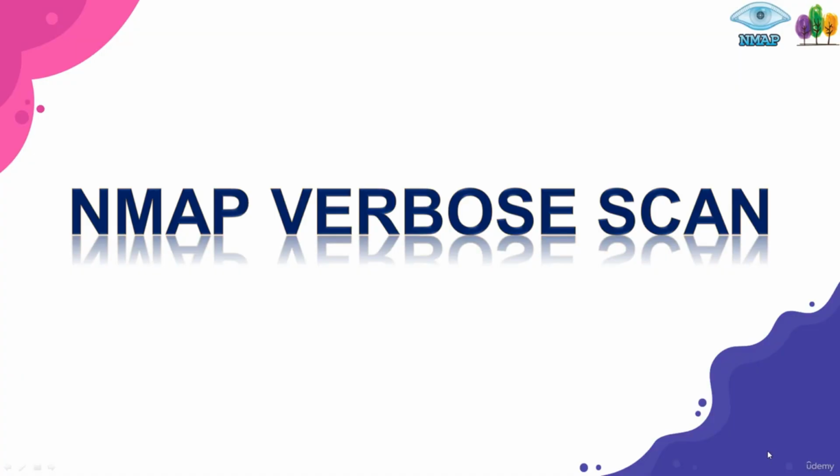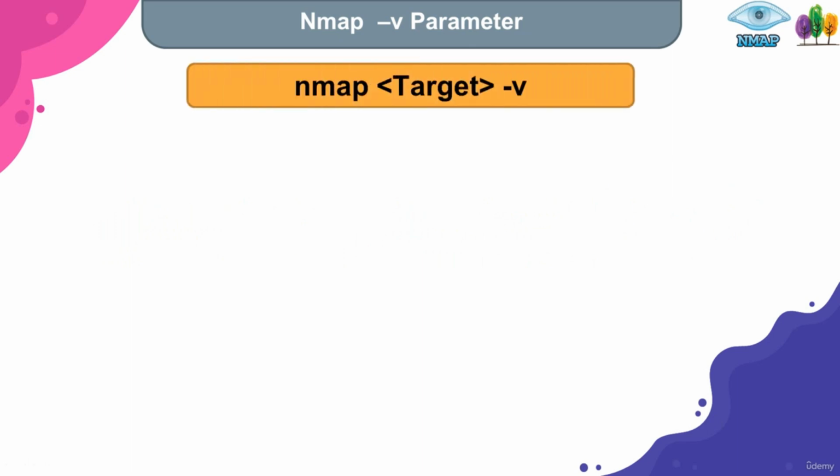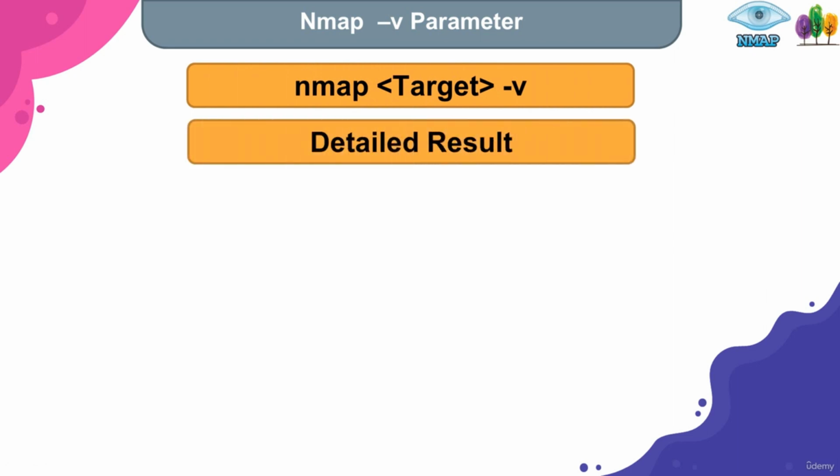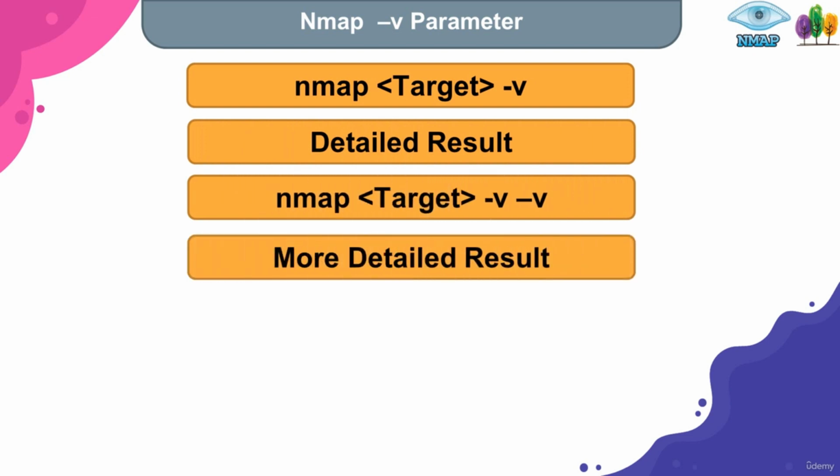Nmap -v command. If the -v parameter is used for Nmap scanning, detailed results are listed. And if the -v parameter is used twice, the results can be even more detailed. nmap target -vv. So I'll show you an example.